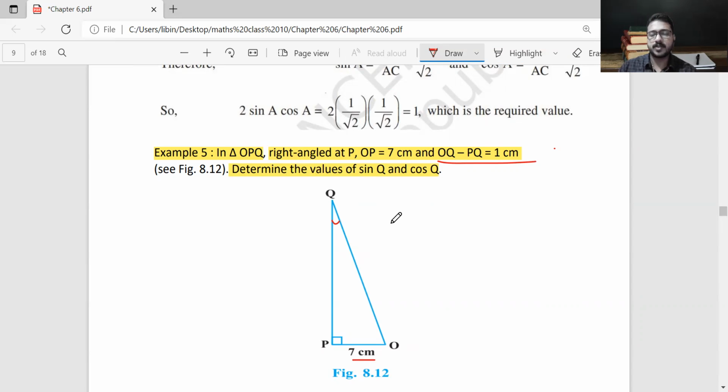Of course, we can make use of the Pythagoras theorem. When we use the Pythagoras theorem, what can we write? We can write OQ squared is equal to OP squared plus PQ squared.